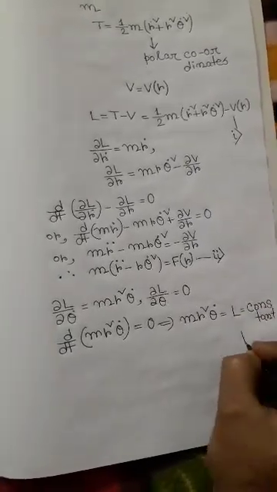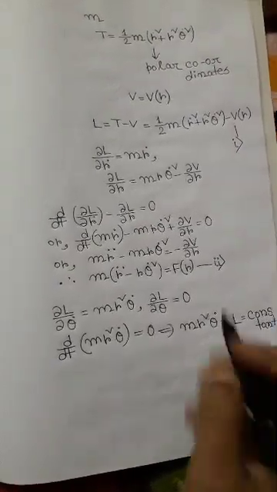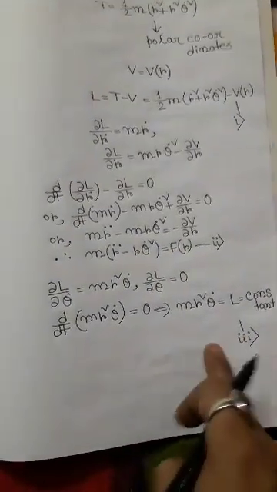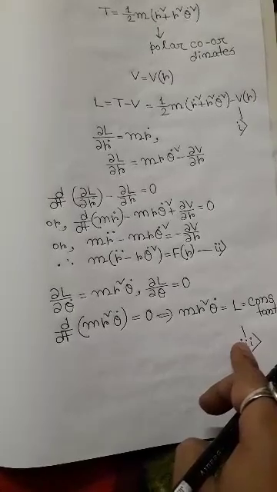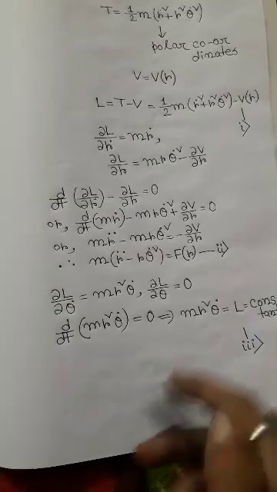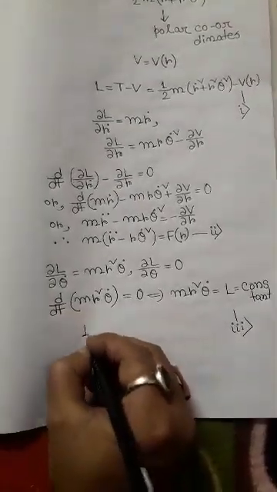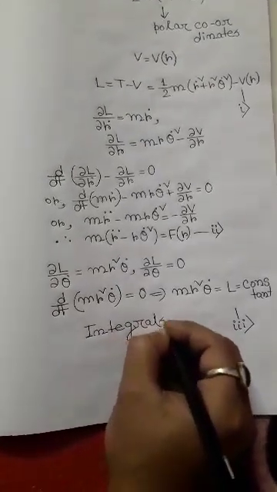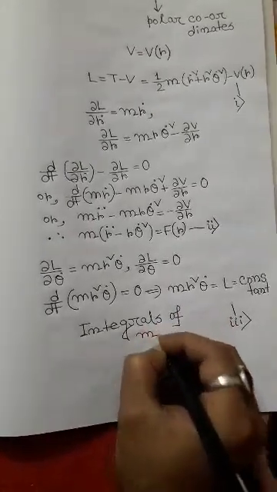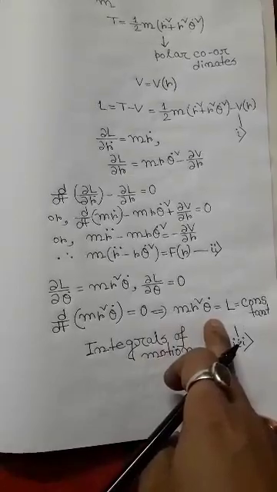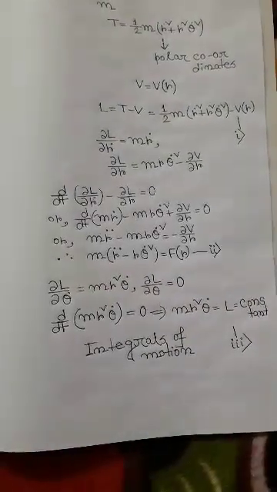So these two, the radial equation of motion and the cross radial equation of motion, are more commonly known as the integrals of motion. So in this way we can find the equation of motion of a particle in a central force field. One is radial and another is cross radial, and more generally they are known as integrals of motion.